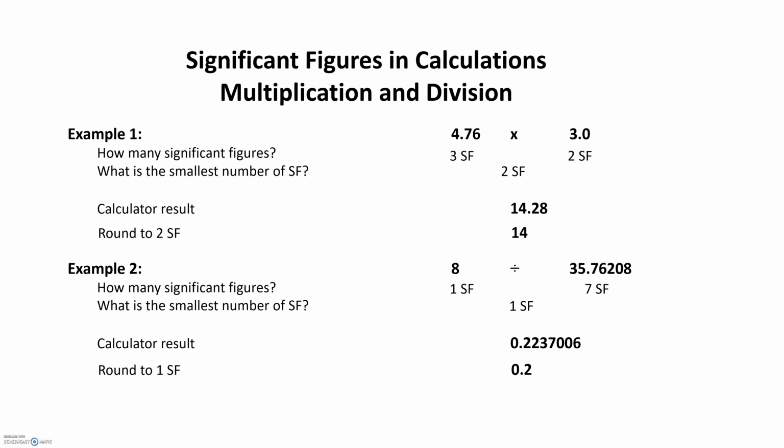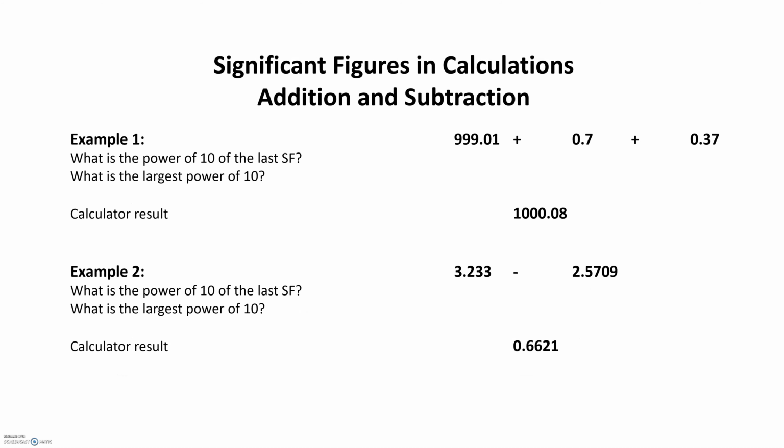Okay. But the rules for addition and subtraction are a little bit different. For addition and subtraction, it's not total number of significant figures, it's the position of that significant figure. Where is that last significant digit? Often people say it's the number of decimal places, but I like to refer to it as the power of 10. What position is that last significant figure in?